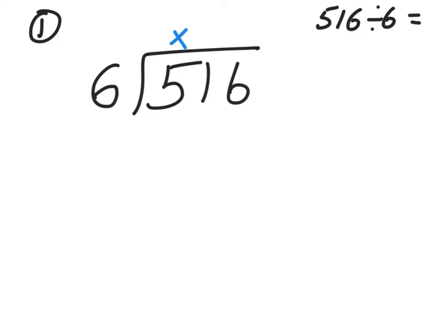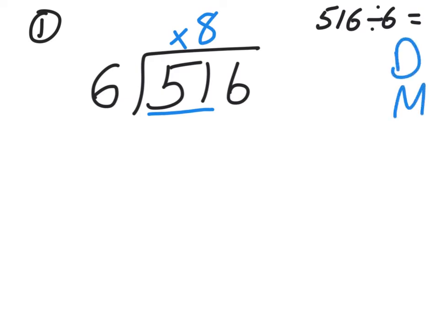So now does 6 go into 51? Yes, it does. How many times does 6 go into 51? Well, 6 times 6 is 36. Not close enough. 6 times 7 is 42. 6 times 8 is 48. And 6 times 9 is 54. 6 times 9 is too big, so I'm going to go to 6 times 8. That's the divide step.